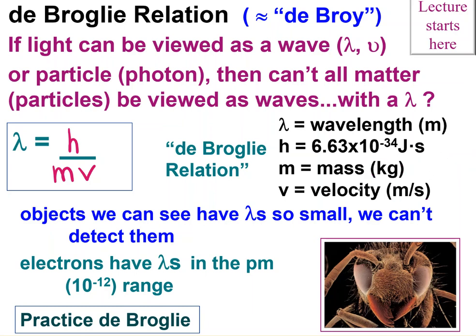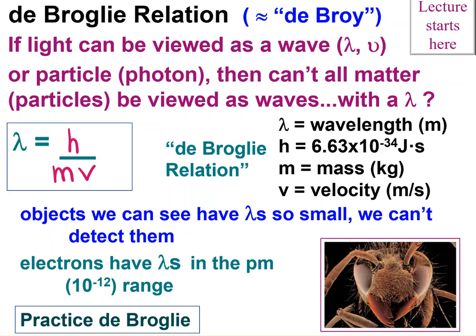This led to being able to look at electrons and their positions in terms of wavelengths, which allowed for an electron microscope to be made. But most objects are large enough, their mass is large enough, that their wavelengths are so small that we don't notice that their position or location is actually in a wave function.